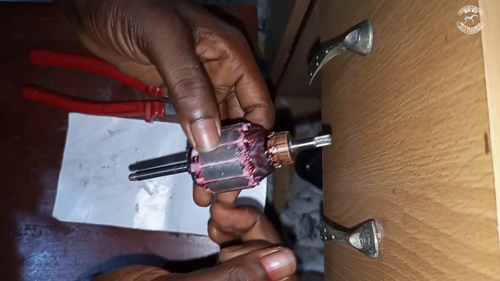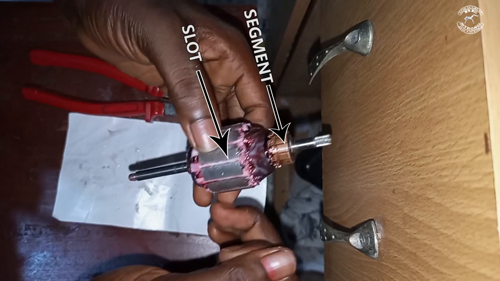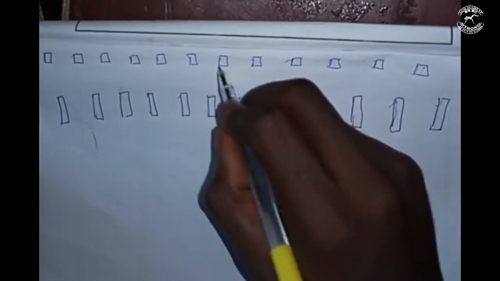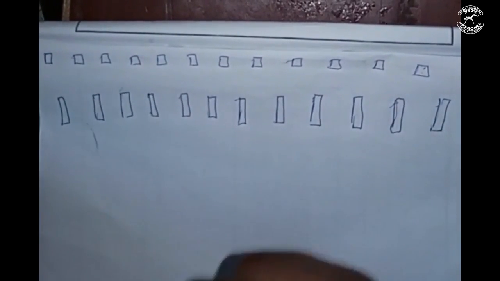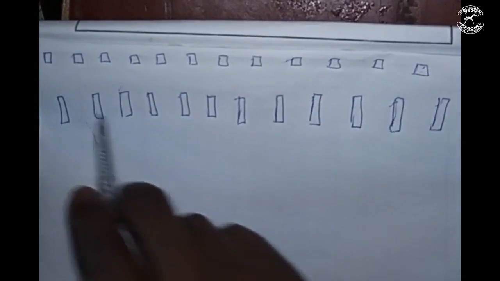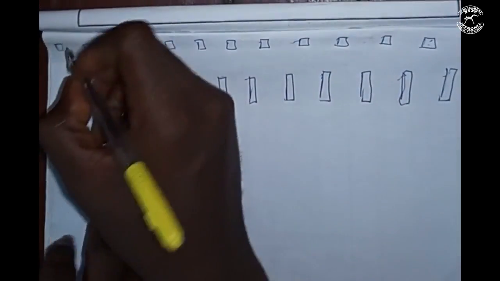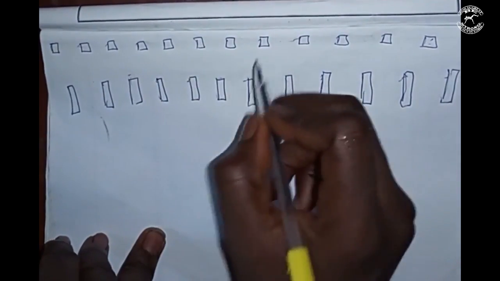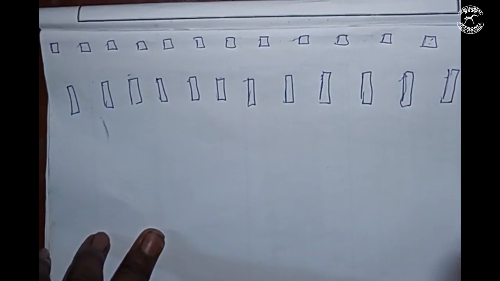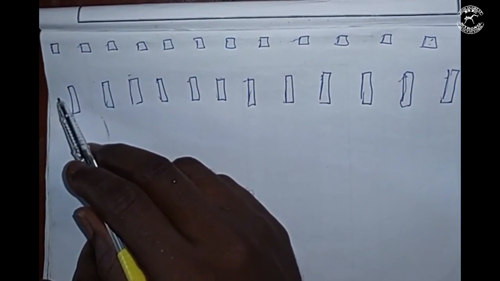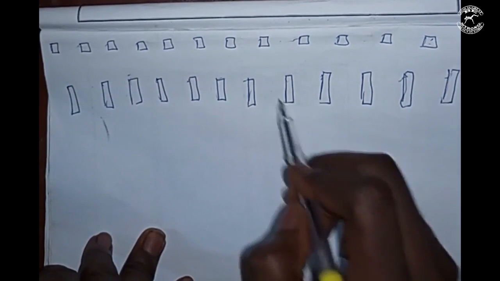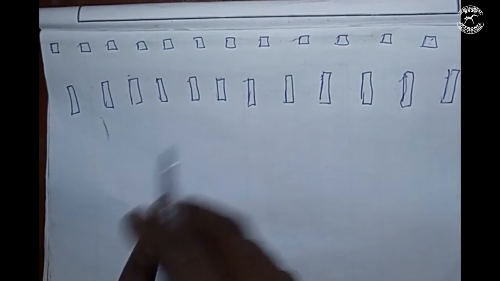So in the armature, we have what is known as the segments and the slots. This segment is where the commutator is. These are the copper plates in the commutator. The armature that we are rewinding has 12 segments and 12 slots. So you see there are 12 right here: 1, 2, 3, 4, 5, 6, 7, 8, 9, 10, 11, 12. I also have 12 slots. These are the slots, these empty spaces right here: 1, 2, 3, 4, 5, 6, 7, 8, 9, 10, 11, 12.